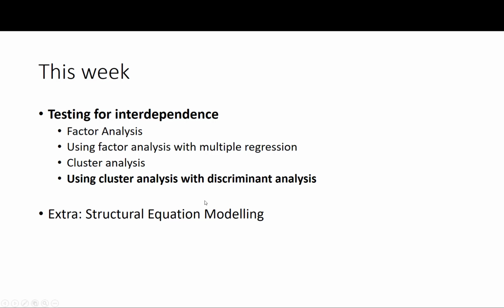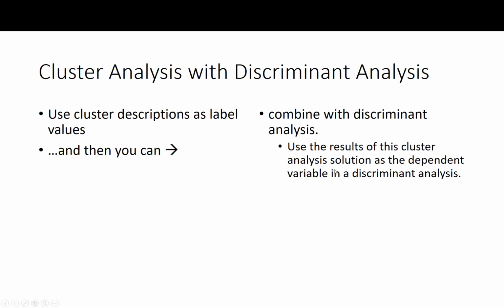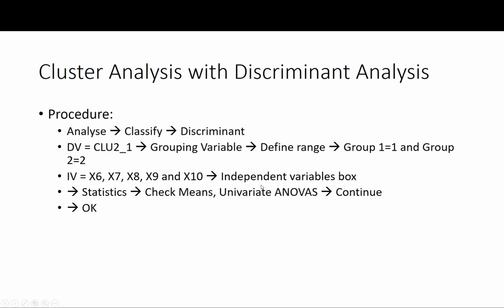So how can I then use these new clusters of potential target customers with discriminant analysis in order to be able to predict what other variables will describe membership to these clusters? So that's what we're going to do now. We use the cluster description as label values, and then you can combine with discriminant analysis and use the results of this cluster analysis solution as the dependent variable in a discriminant analysis. So the procedure here is as follows.